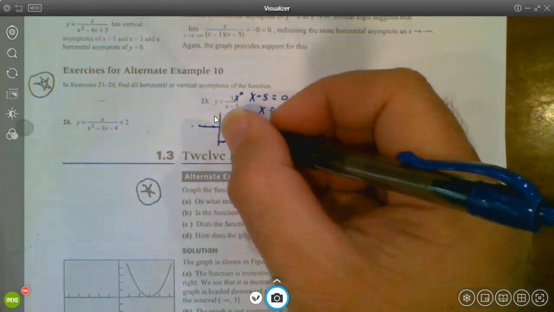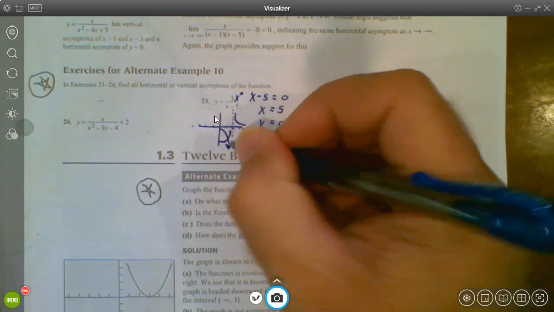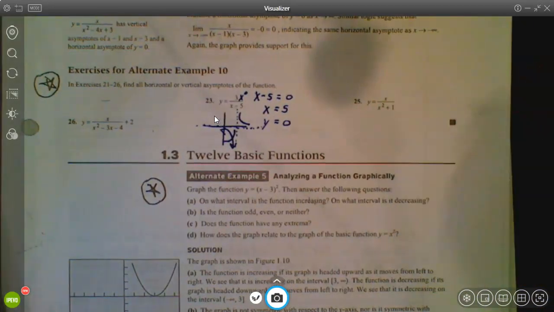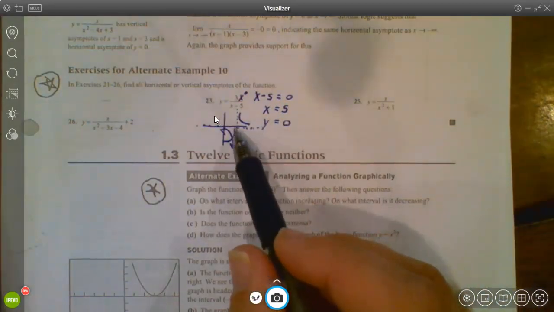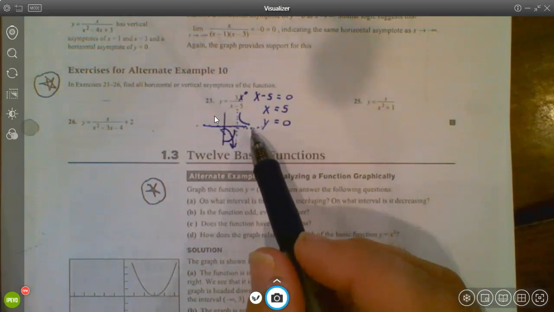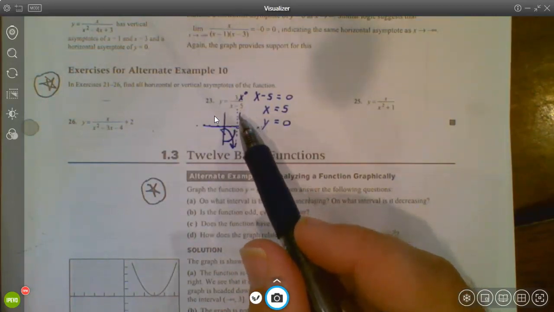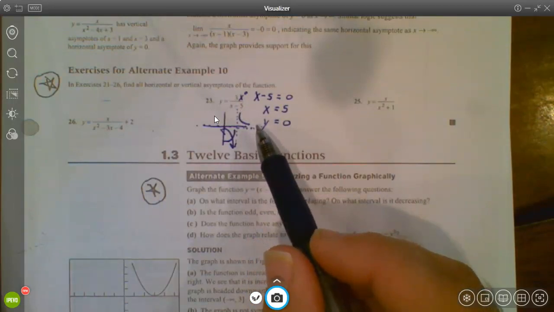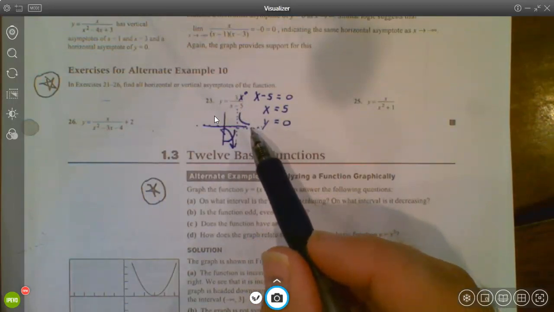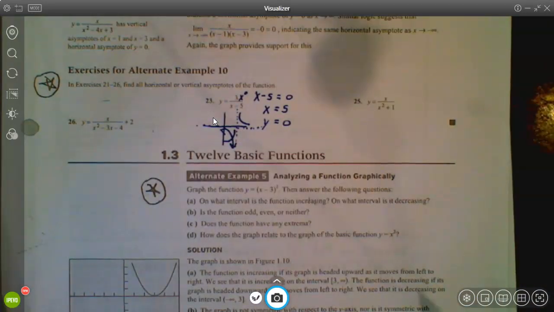Sorry, I drew that curve a little wrong. It would do something like this. So what we would say is, as x approaches infinity, in other words, as I move to the right, my function approaches 0. Right? It's approaching that 0 boundary line right there. So that's where we get our horizontal asymptote.